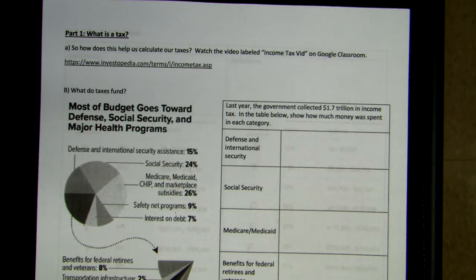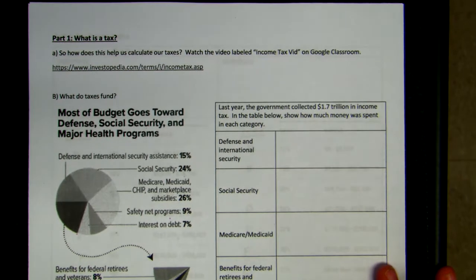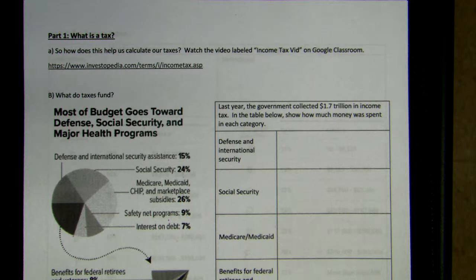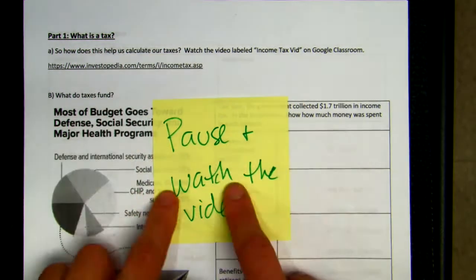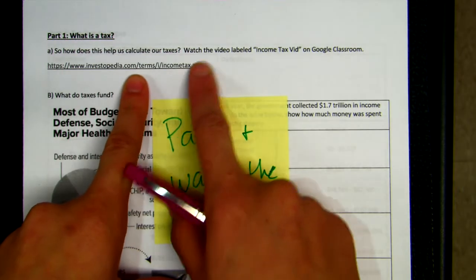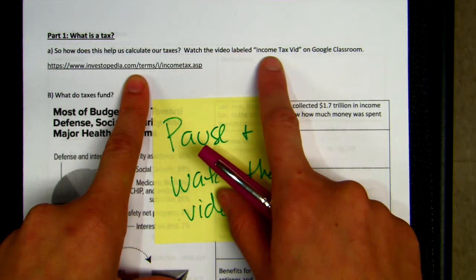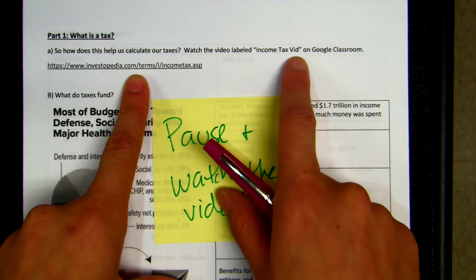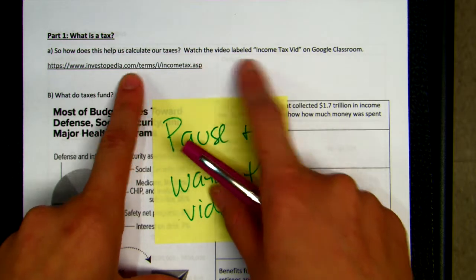Okay, so what we're looking at today, I told you we were going to be looking at taxes, because taxes, especially income tax, is a percent of your total income. So what I want you to do first is pause and watch this video. It is linked on the Google Classroom post under income tax vid. So watch this video and then come back.